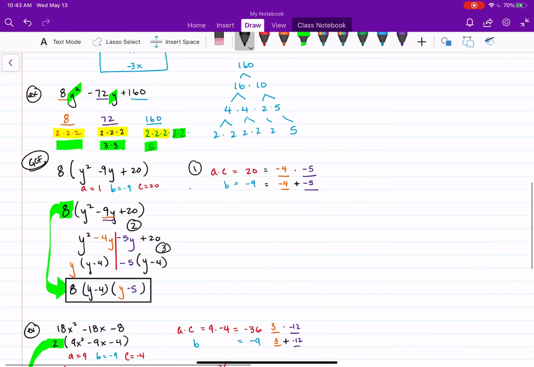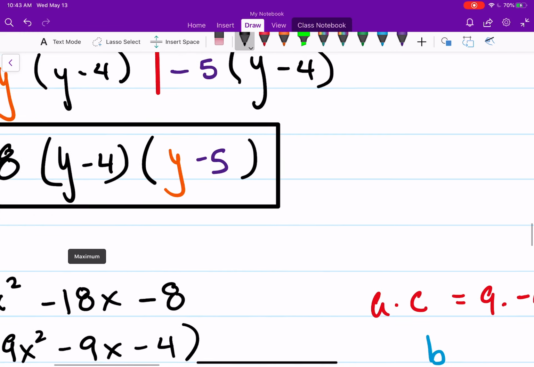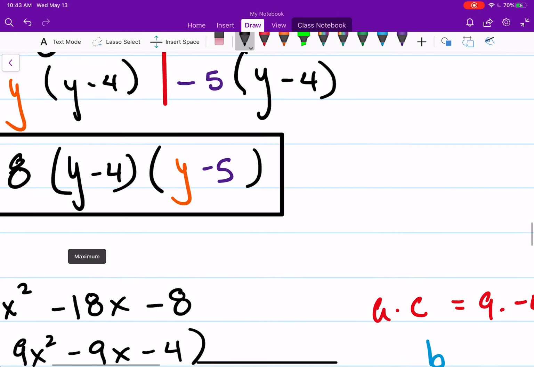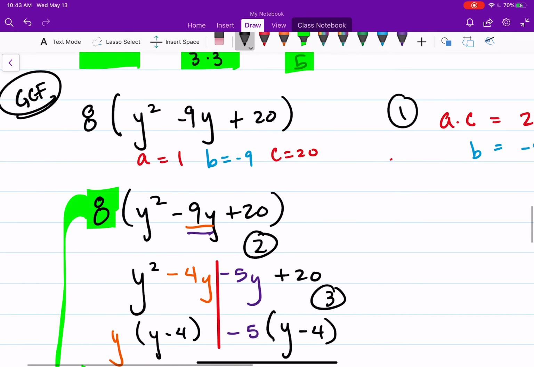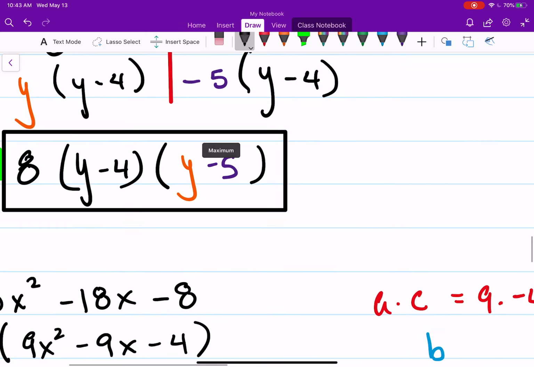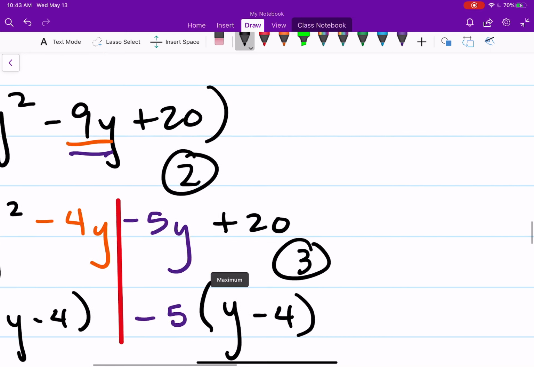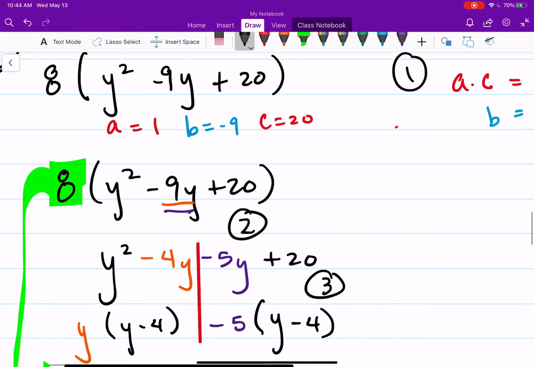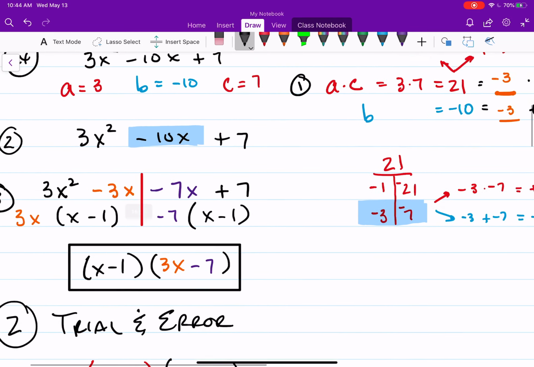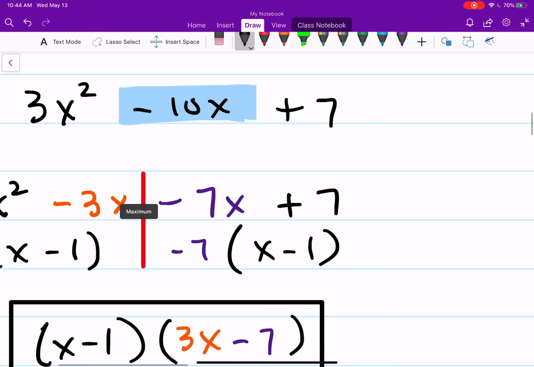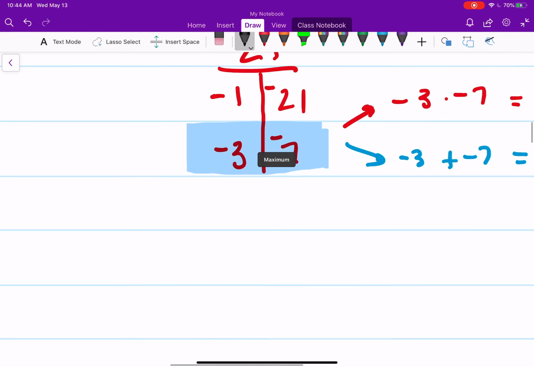Let's go back. Negative 4, negative 5. Negative 4, negative 5. That's after the 8 got pulled out, right? But if it wasn't for that 8, then this wouldn't happen because a wouldn't equal 1. Up here, that's not the case because there was no GCF, a is not equal to 1, so therefore this has nothing to do with these two numbers.